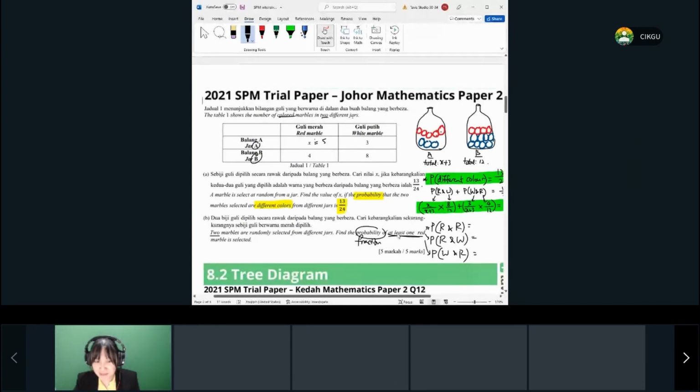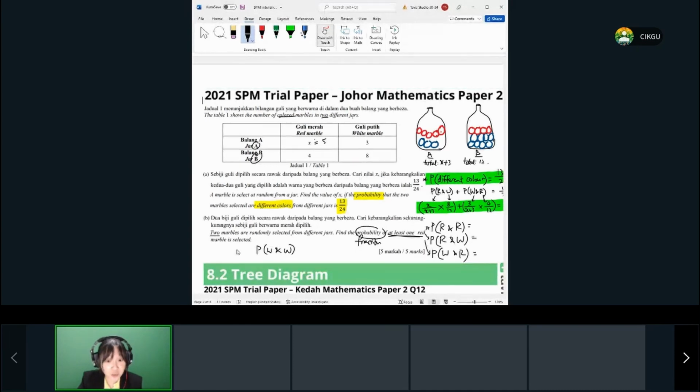Anybody in the chat box? If you want to select at least one red marble, right? What is the case that you must make sure it doesn't happen? Okay, I hope you can see this. The only case that you must make sure doesn't happen is that you select white and white. As long as you make sure white and white doesn't happen, every other possibility, for sure, one of them must be red already. Right?